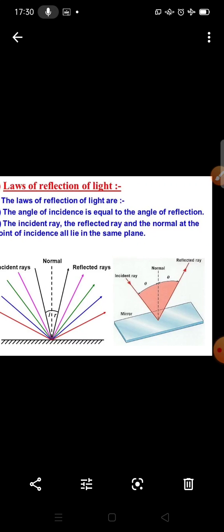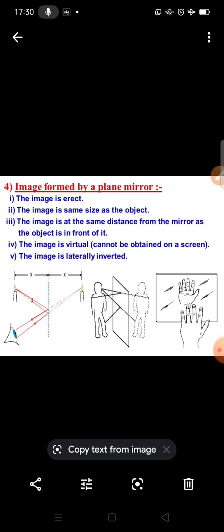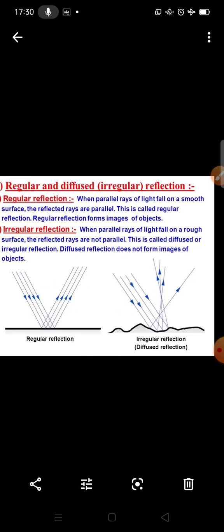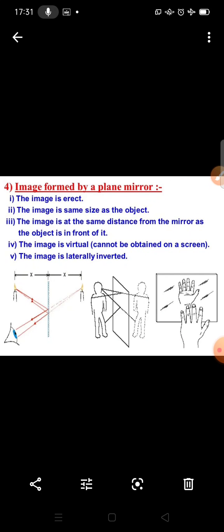So, students, today we will discuss the image formed by a plane mirror. You can see this diagram also. There is some diagram, so be ready with your book. Today we will discuss the reflection on a plane mirror, or the image formed by a plane mirror. Then we will discuss regular and diffused, irregular reflection. Okay. So, students, reflection on a plane mirror.